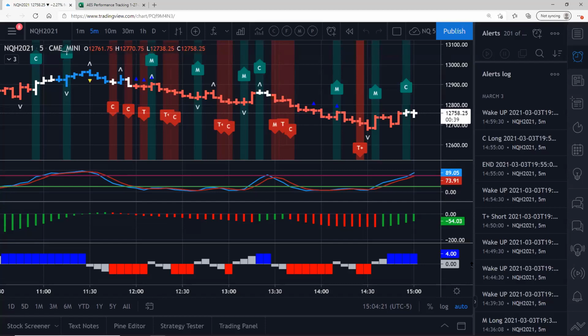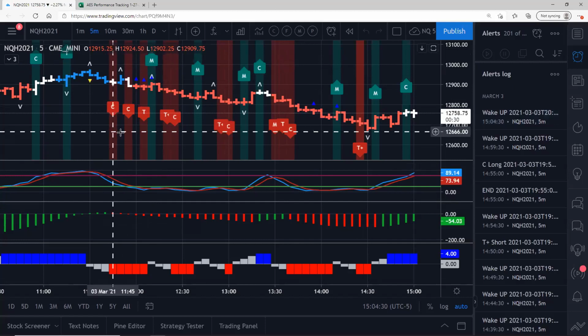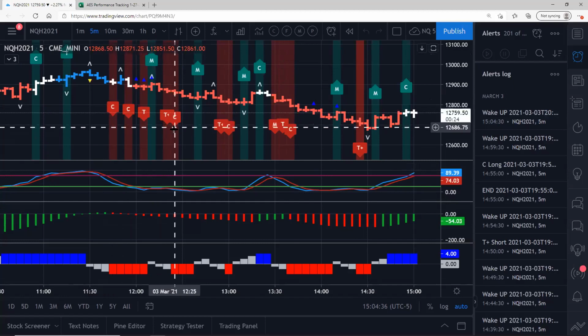If you're new and you are not aware what AES is, it's the Adaptive Entry System. It's all these highlights that we have in here. Anything with a red highlight is a short signal. This blue highlight is a long signal, and then they're all labeled based on what the actual signal is.